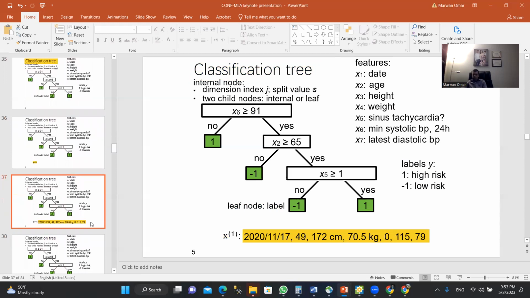So we have X1 and we have the numbers 20, 20, 11, 7. That's the feature for the date. So the date that the patient walked into the emergency room, for example, or the hospital. So that's the date, and that's one of the features. That's the first feature. What was the date when a patient came to the hospital or to the ER?